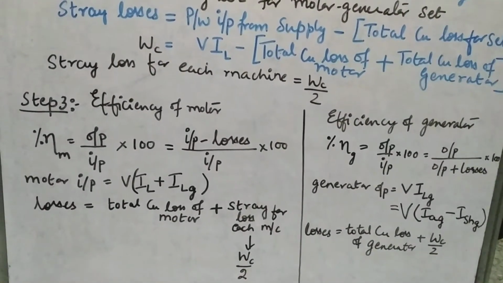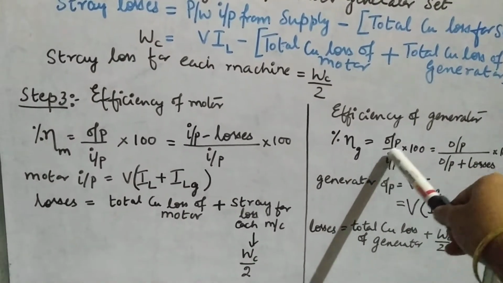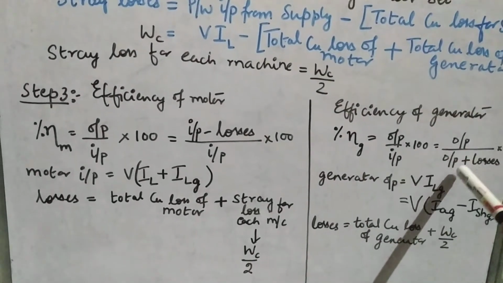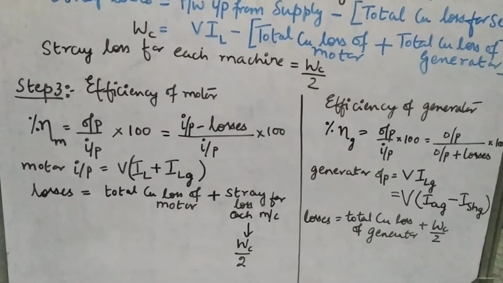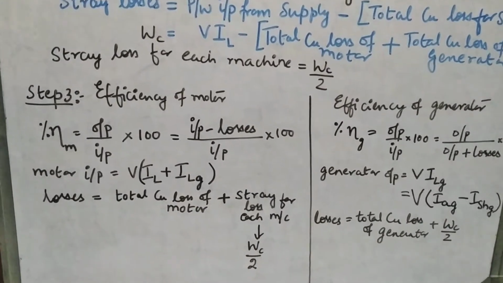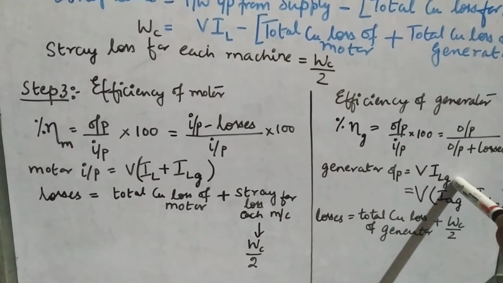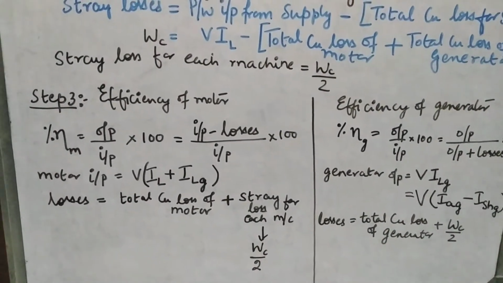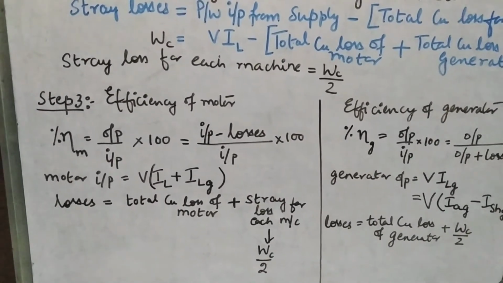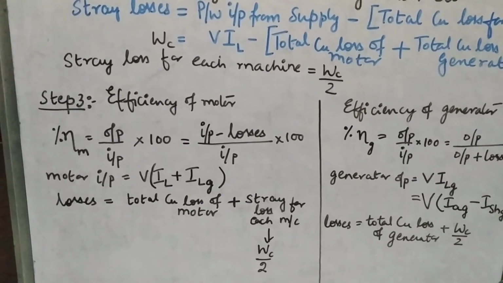Similarly, if they ask you to determine the efficiency of the generator, generally we write efficiency as output by input, but for a generator we write it as output divided by output plus losses. So what will be the generator output? Generator output is nothing but V into ILG, that is the current coming out from the armature as well as the value contributed by the shunt field winding of the generator.